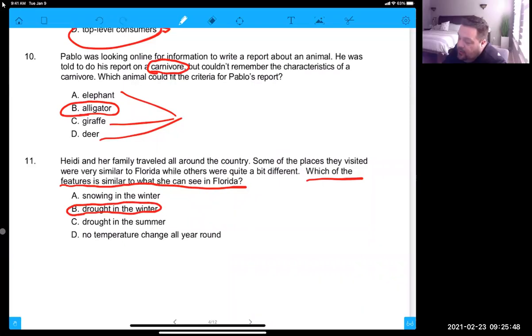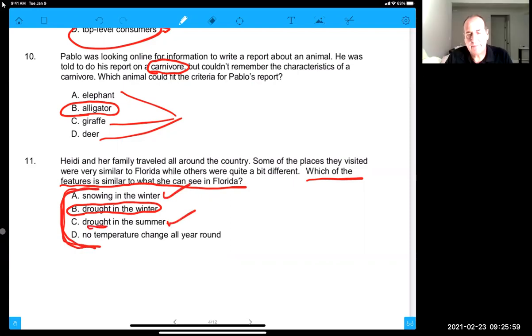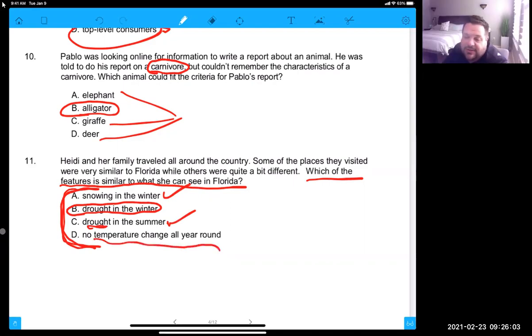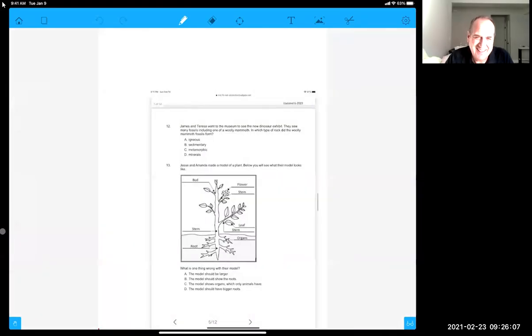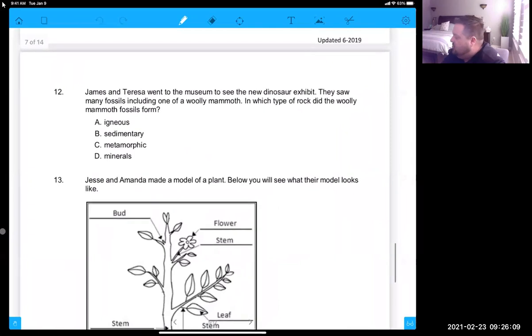And it's important that you look at each one of these choices and eliminate them. It never snows in Florida, so it can't be A. Now, we do have droughts, but remember, in the summer, it rains every day. When it's hot in the summer, it rains every day. And no temperature change year-round? Well, we know that's not true because it's cold outside today, but it's usually 100 degrees. All right, let's keep going. Do number 12.